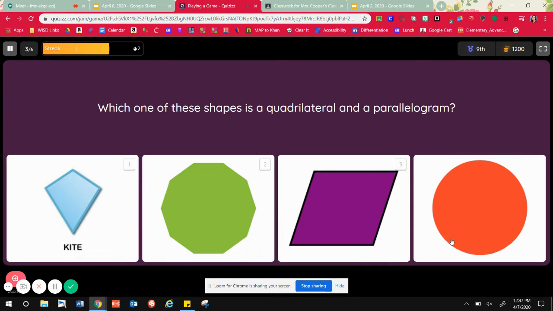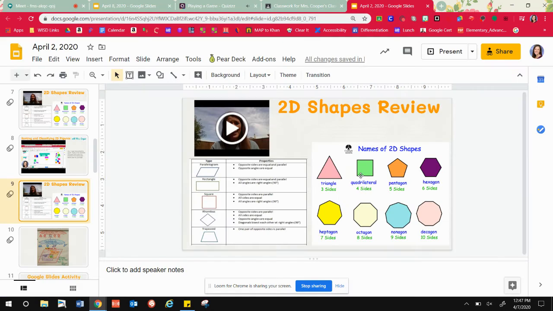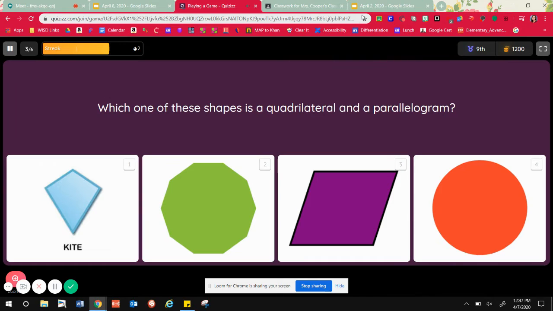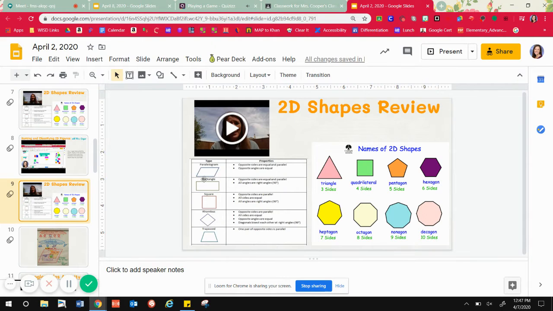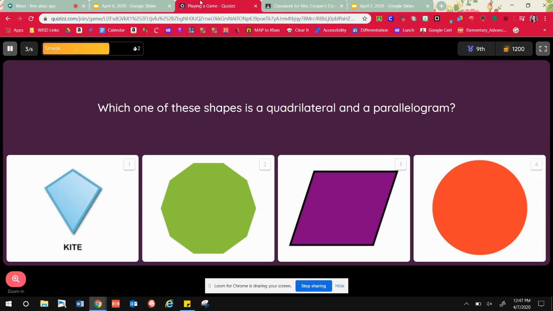Next up, which one of these shapes is a quadrilateral and a parallelogram? Now I know quadrilateral means 4 sides. It says quadrilateral and a parallelogram. So parallelogram, opposite sides are equal and parallel, opposite angles are equal. So first, quadrilateral, 4 sides. Could this be a quadrilateral? Yes, it is. Is this a quadrilateral? Nope. Quadrilateral? Yes. Quadrilateral? Nope. So I now have my blue shape and my purple shape left.